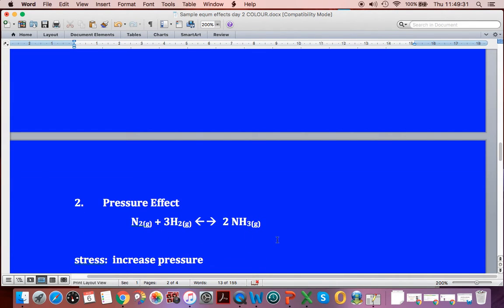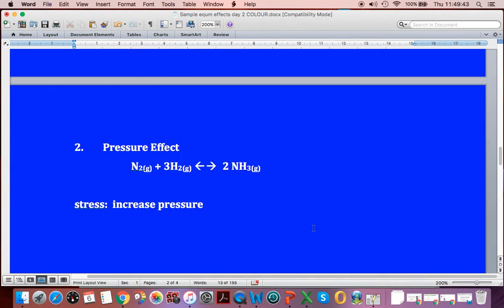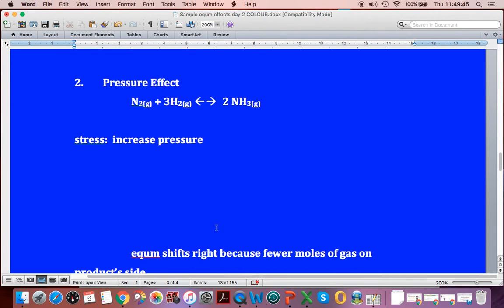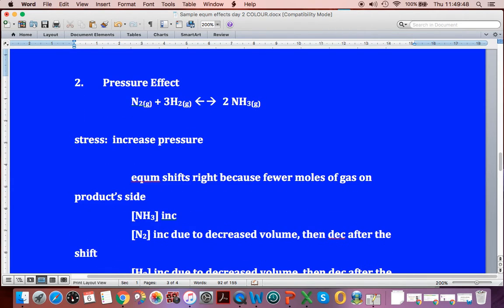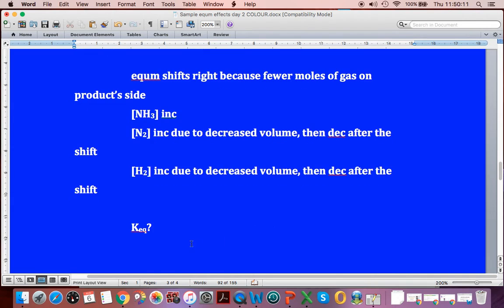Pressure. So here's the Haber process. We increase the pressure. 1 and 3, that's 4. Here's our 2. So the equilibrium wants to shift to the right. Now what's going to happen is if it shifts to the right, we're going to end up with more NH3. In fact, initially, all the concentrations are going to increase because we have a smaller volume. But the NH3 will continue to increase after stress, and the N2 and the H2 will decrease. No effect on the Keq.